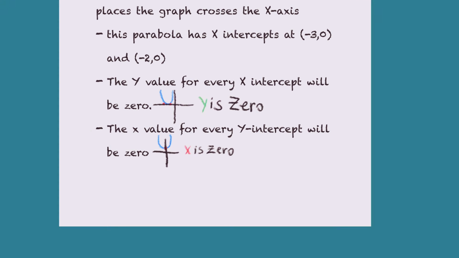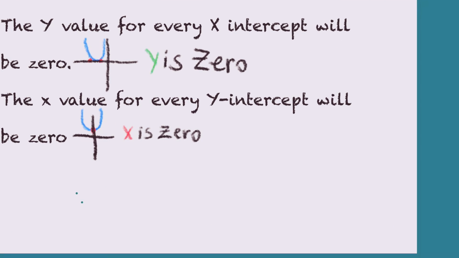Okay, so the y value for every x-intercept will always be 0. The x value for every y-intercept will always be 0. Because when you're talking about the y, I'm looking for the y-intercept. If I happen to, I'm going to say the graph looks something, let me just do something like this.